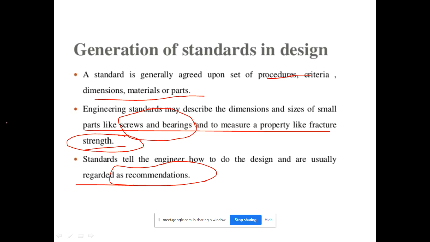Okay, next is that the standard tells the engineer how to do the design. That is the important thing, how you can go about the designing. There are certain norms like norm number 1, norm number 2, norm 3, norm 4. So you have to follow only those important norms. Otherwise, if you follow your own norm, it will not be accepted globally.